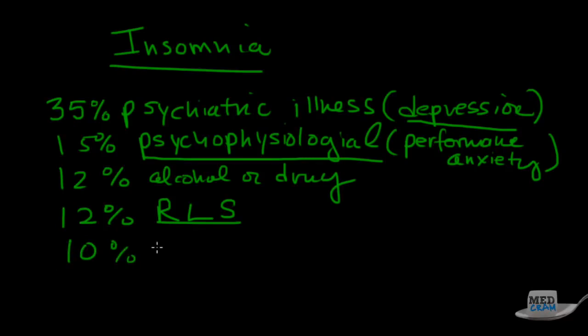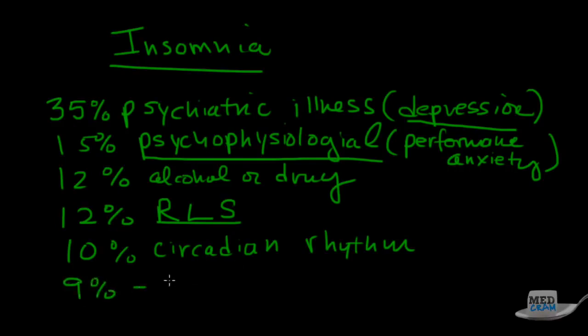10% is circadian rhythm disorder. And finally, the last 9% is kind of a weird diagnosis. It's actually where they think they can't sleep, but they actually are sleeping if you test them. It's called paradoxical. So you can see here that this is where the bulk of your diagnoses are. This one's going to be the most interesting.